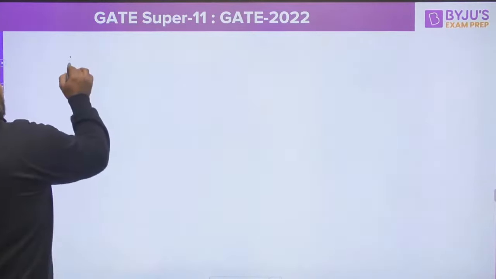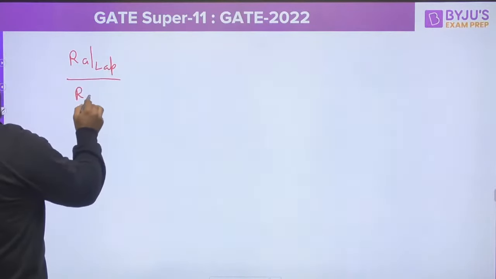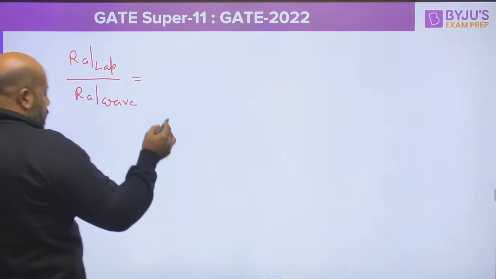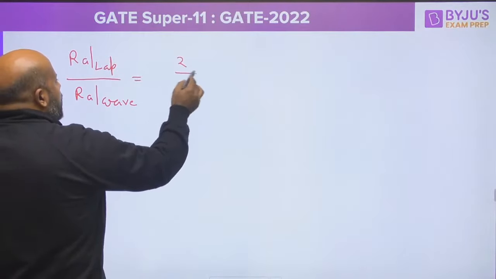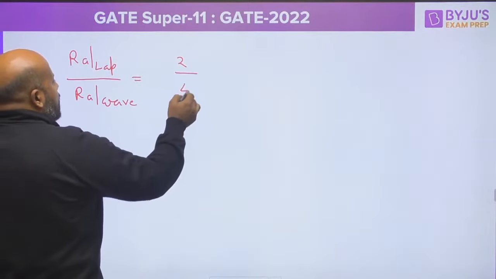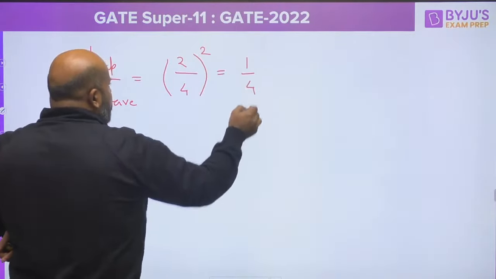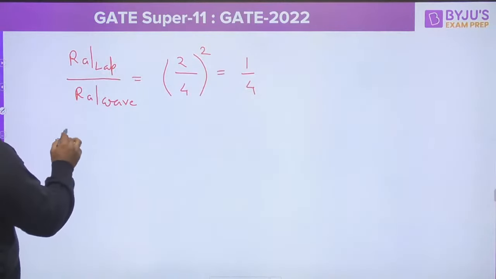Listen. So can I write RA lap upon RA wave as the number of parallel paths in the wave winding, that is 2, and the number of parallel paths for the lap winding, that is 4, and this is squared. So this is going to be 1 upon 4.